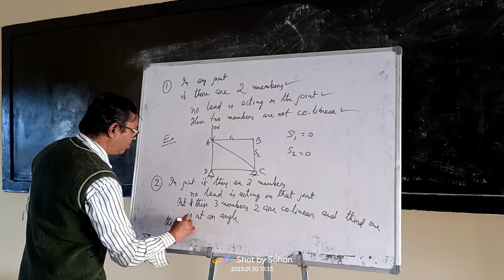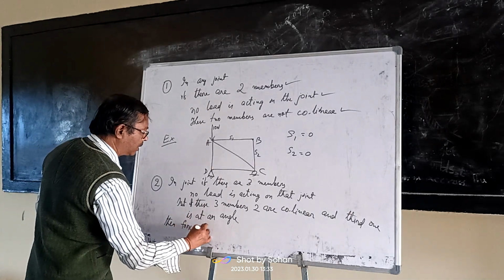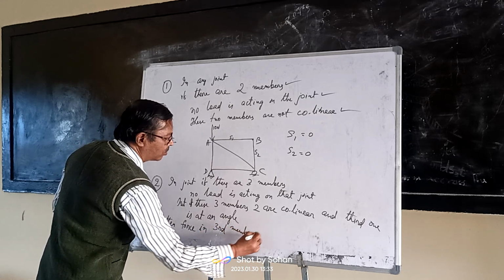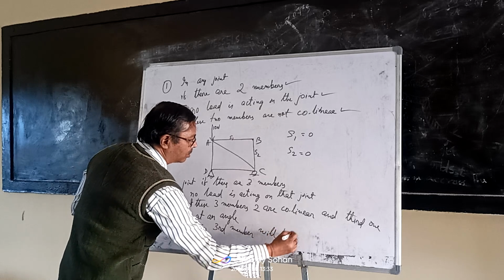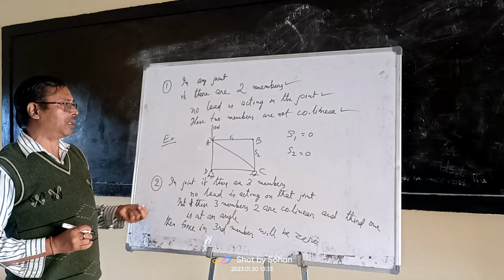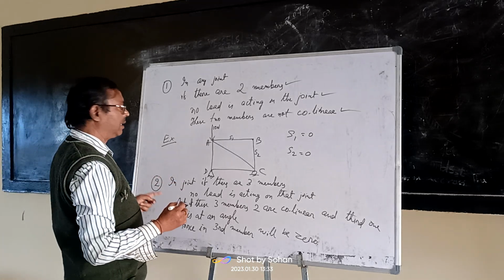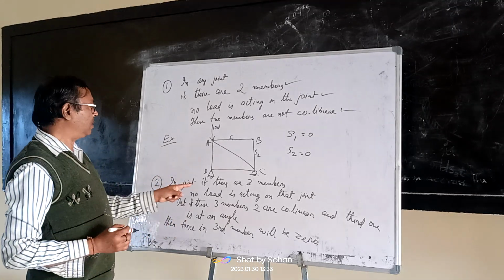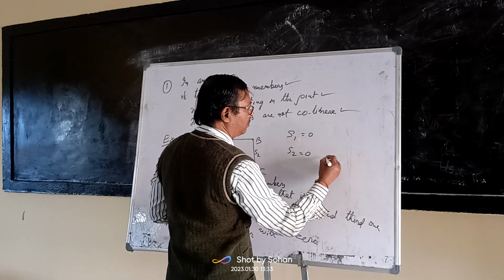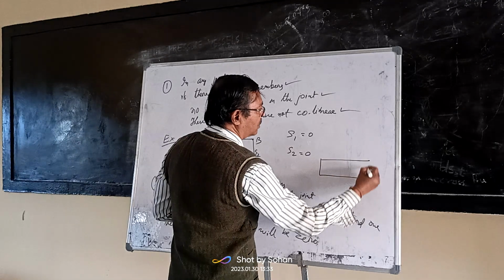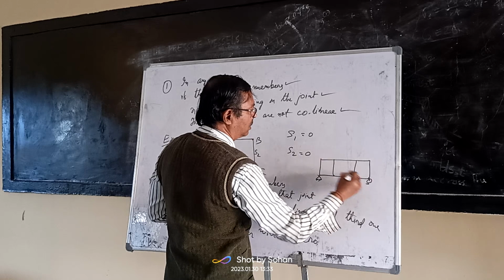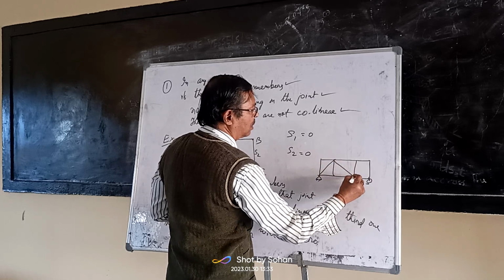So the force in the third member will be 0. This is the second condition for the force in a member of a truss to be 0. So let us take an example for this condition. In any joint, if there are three members, suppose this is a truss, like this.